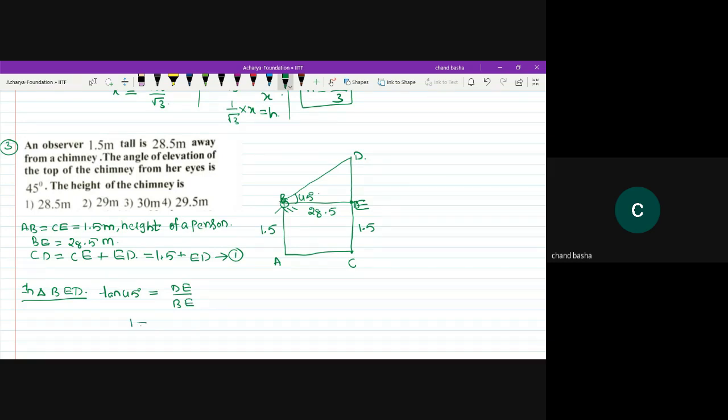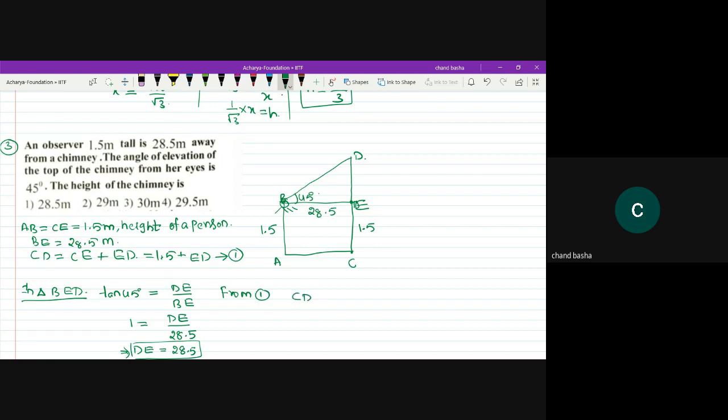Tan 45 value is 1, DE value we can keep as it is. This is the requirement: what is the BE, 28.5. So from this, DE is equal to 28.5. Clear? Right, so this value we can substitute here. The ED value we can substitute here from equation number 1.